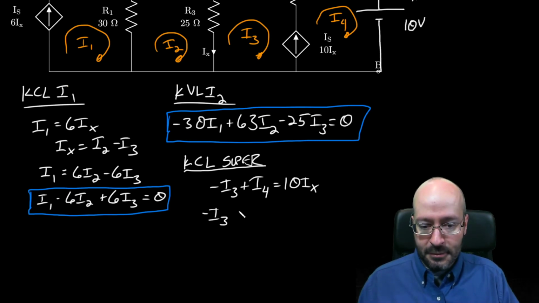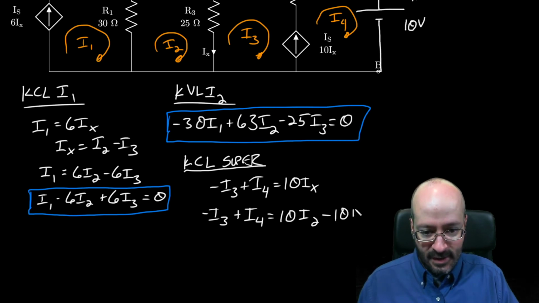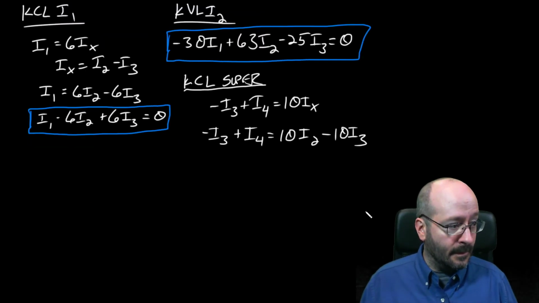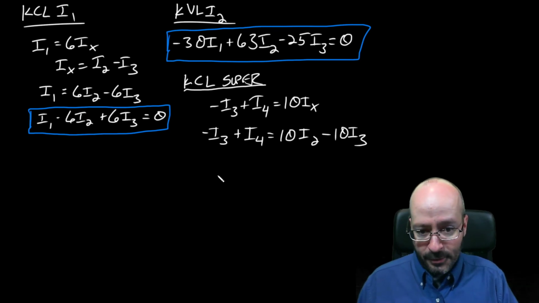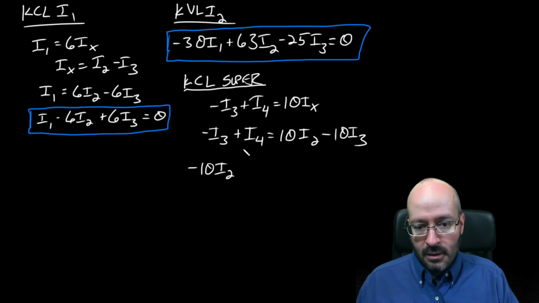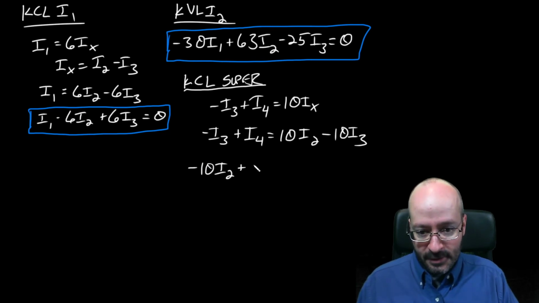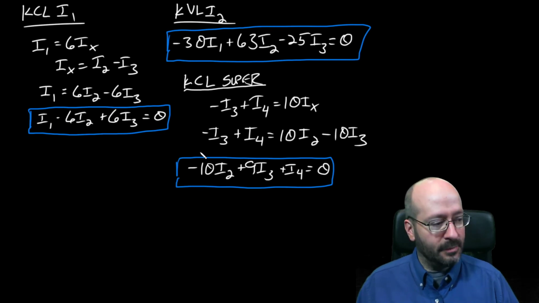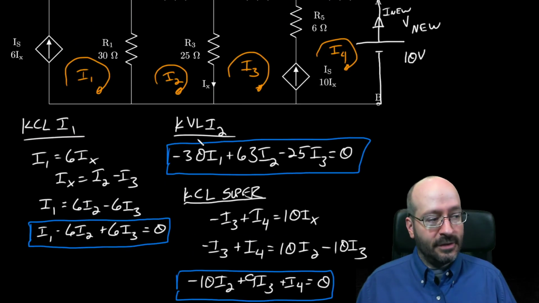So we get negative I3 plus I4 equals 10I2 minus 10 I3. We got to pull those over here. So we got negative 10 I2, positive 10, so we get plus 9 I3 and plus I4. And that's equal to 0. Even the long way, I try to move as quick as I can while still getting it right.